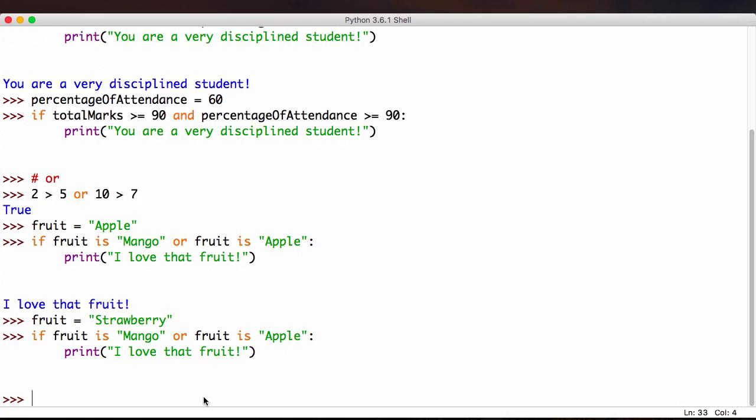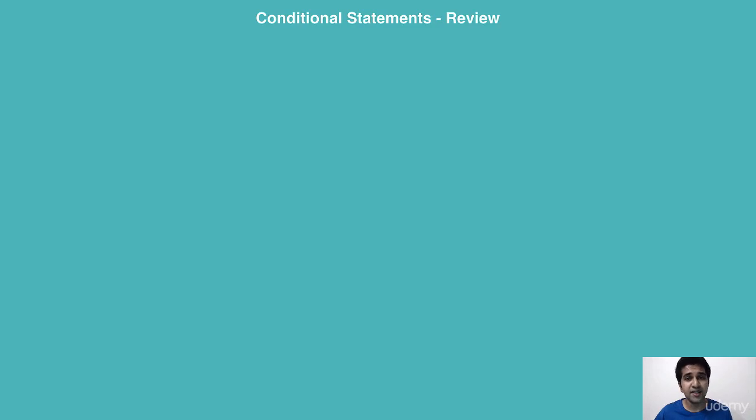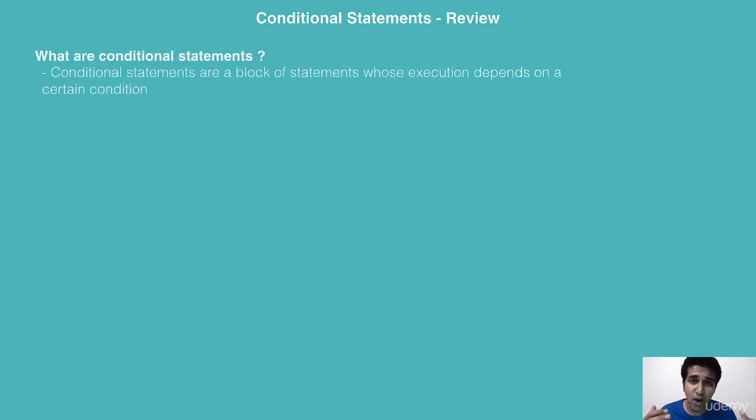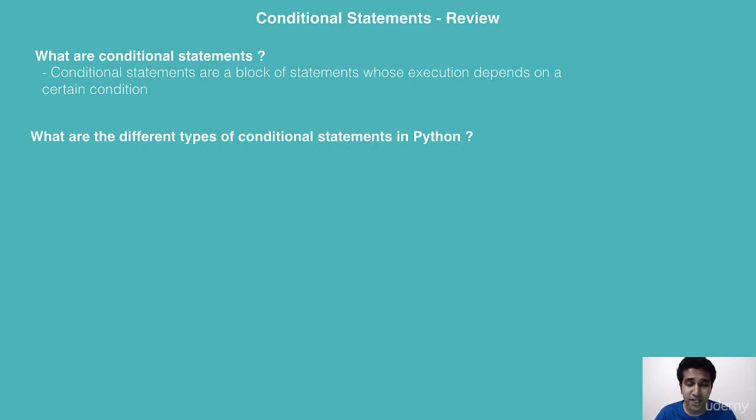So that's the end of this lecture and this section on conditionals. Let's have a quick review of what you have learned in this section. We started this section by discussing what conditional statements are. They are a block of statements whose execution depends on a certain condition. And then we looked into the different types of conditional statements available in Python.